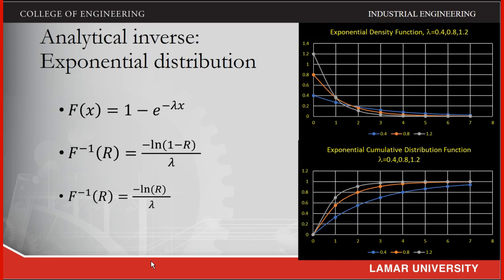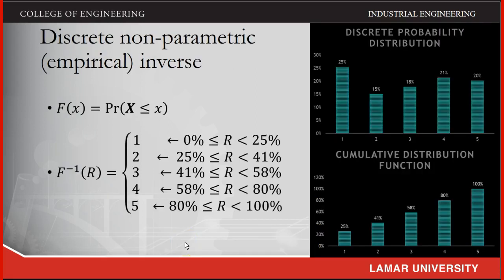Instead of having negative logarithm of 1 minus r over lambda, we can rewrite that as negative natural logarithm of r over lambda. Sometimes we have discrete empirical data, and the easiest way to do this is by means of a table. If we have, like in this example, a discrete probability distribution for the possible values of a discrete random variable, and we have different values for that probability, 25%, 15%, 18% in this example.